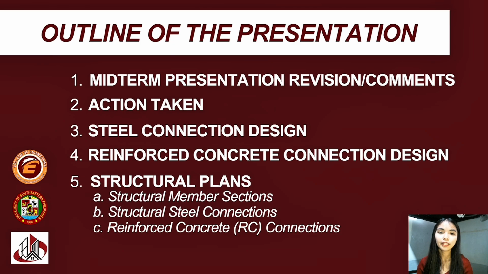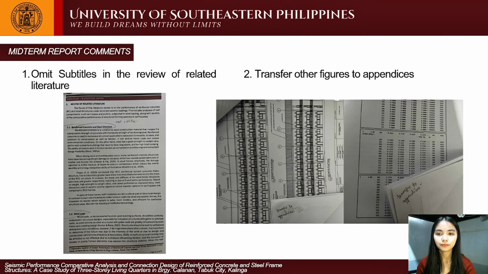So for the outline of the presentation, first is the midterm presentation revision or comments. Second is the action taken. Third is the steel connection design. Fourth is the reinforced concrete connection design. And lastly, the structural plans, which consist of structural member sections, structural steel connections, and reinforced concrete RC connections.